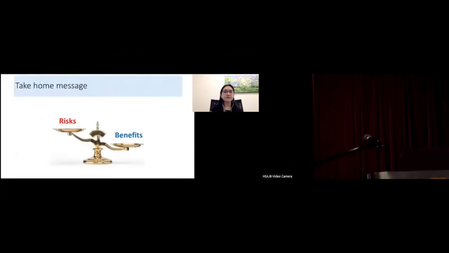So as a conclusion, we should work our best according to the guidelines and local practice, and do the right tests for the right indication at the right time. Whatever we do, make sure the benefits outweigh the risks.